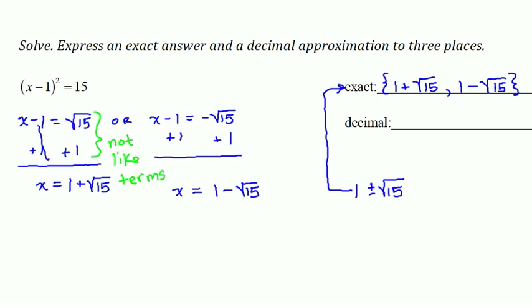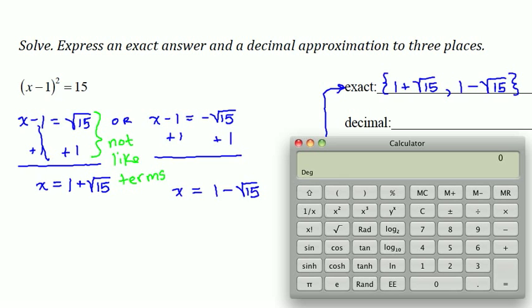So let's bring out our calculator. Now all calculators are different. This is a fairly simple calculator that will just take the square root of whatever is on the screen when I'm at that step. So what I need to do here is write 1 plus and then do an open parenthesis, 15 square root, then a closed parenthesis to get my decimal value, 4.8729. If this is to 3 places, I'll write that as 4.873.